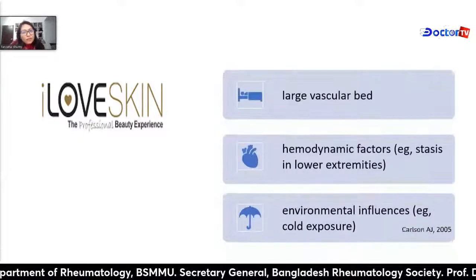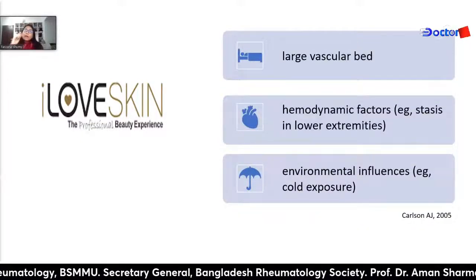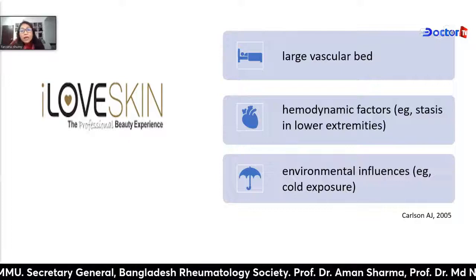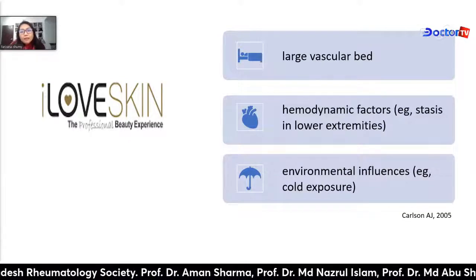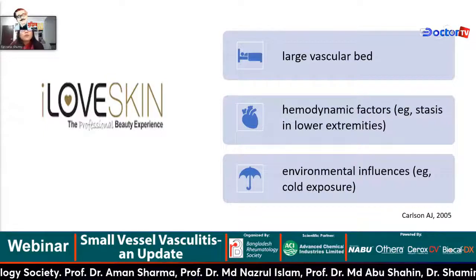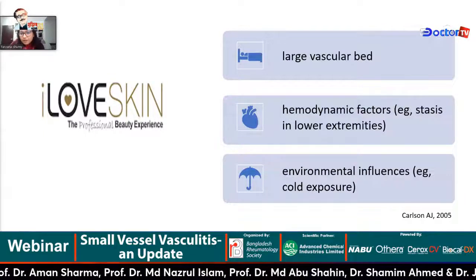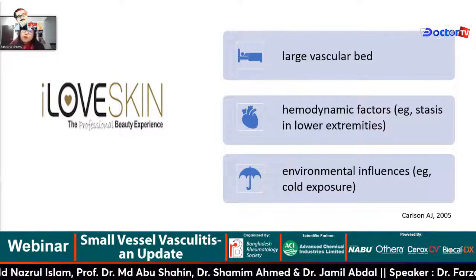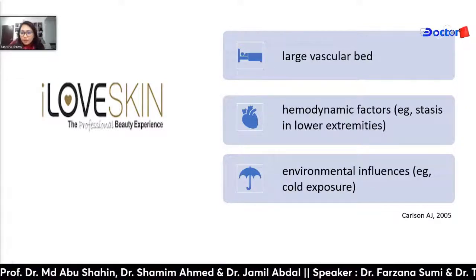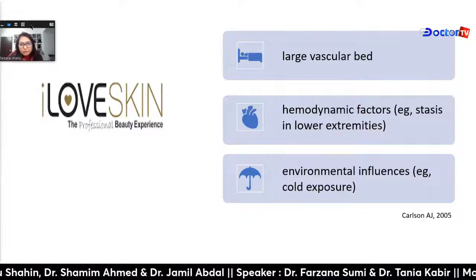Why do they love skin? Because skin has a large vascular bed. It has important hemodynamic factors like stasis in the lower extremities. Most of the immune complexes deposit in the lower extremities because of the gravitational effect, and of course environmental influences like cold exposure.